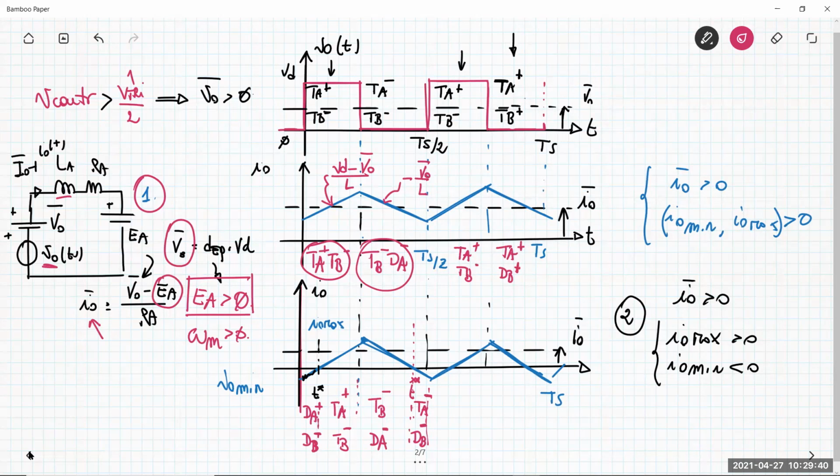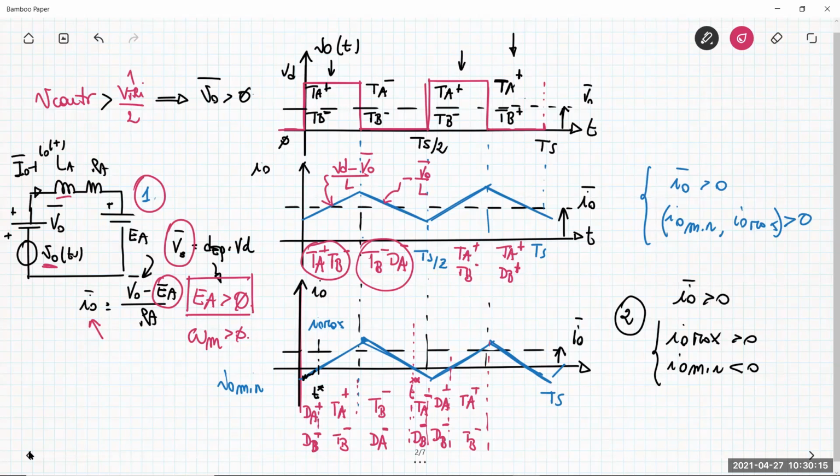What happens in the third subinterval? The third subinterval is the copy, is the same of the first subinterval, exactly the same. So we have this first part, in which you have DA plus and DB minus, and the second one, which you have DA plus and DB minus. Okay, and then so we can go directly to the fourth subinterval.